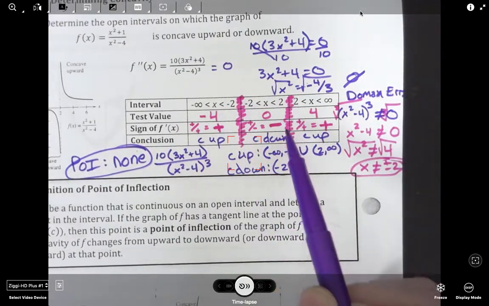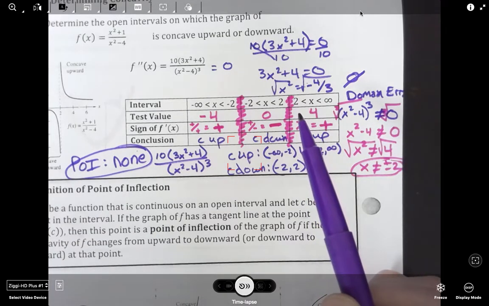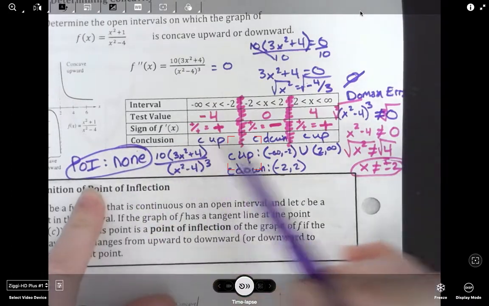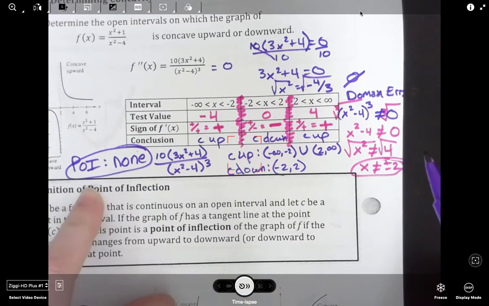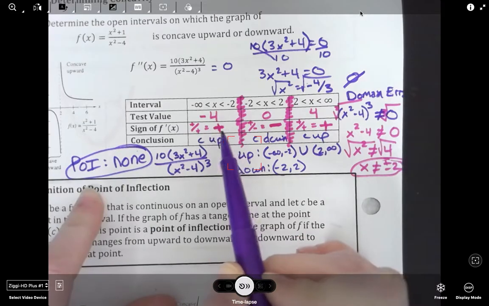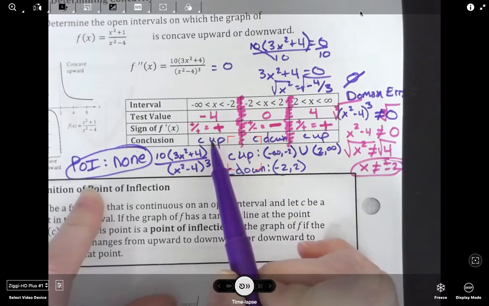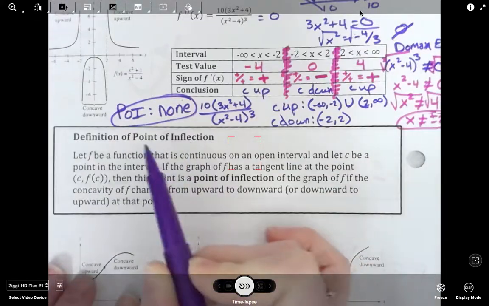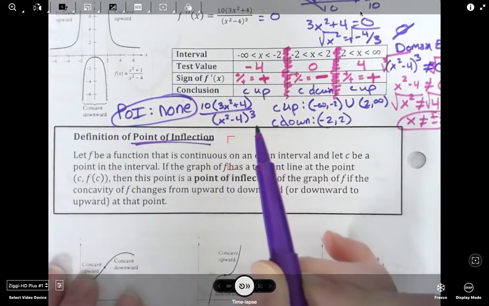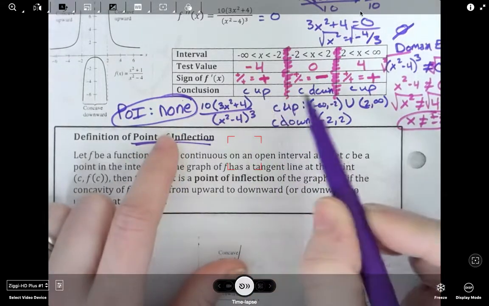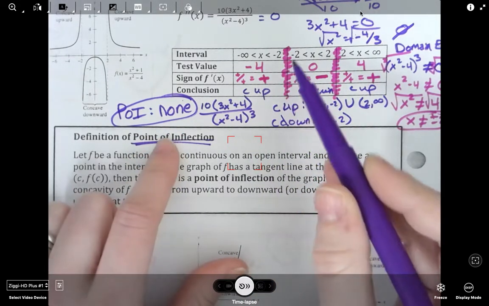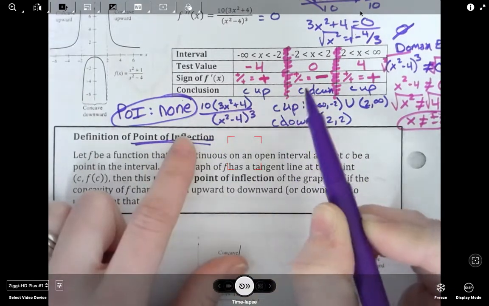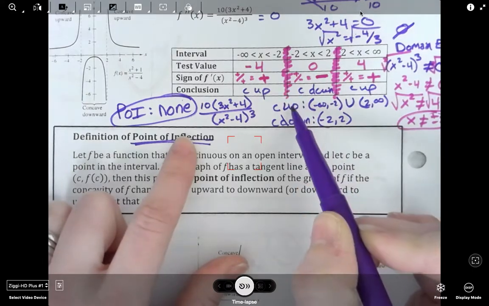I always draw those little squiggly marks in there to make sure that you don't label them as actual points of inflection if they are domain errors. So find your test point, figure out whether it's positive, negative. Positive means it's caving up, negative means it's caving down. Points of inflection down here, the definition of point of inflection is a place where it changes from concave up to concave down as long as it's not a domain error. So here we did not have any points of inflection because even though it changes, we had domain errors there.